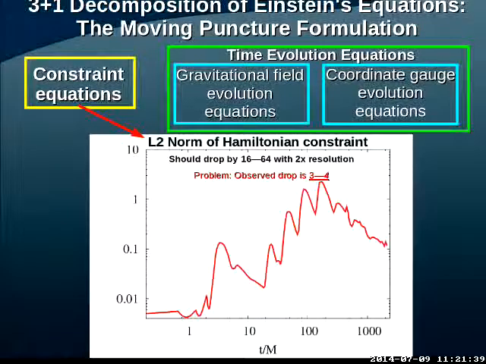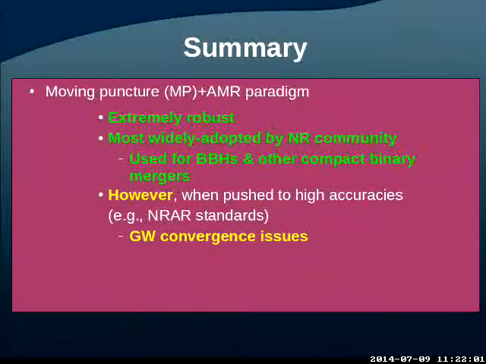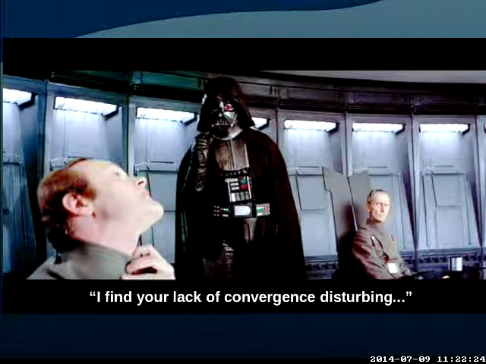In fact, as we'll soon see, this poor convergence is also observed in the gravitational waveforms from binary black hole calculations. So one quantity of key interest in our simulations, the gravitational waves, is not converging like it should when high accuracies are called for. This is a serious problem because it means that we do not have a firm grasp on our errors. In summary, although the moving puncture AMR paradigm is extremely robust and is the most widely adopted technique in numerical relativity for performing compact binary merger calculations and simulations, when it's pushed to very high accuracies, gravitational wave convergence issues are observed. This is bad. Or as Darth Vader would say.